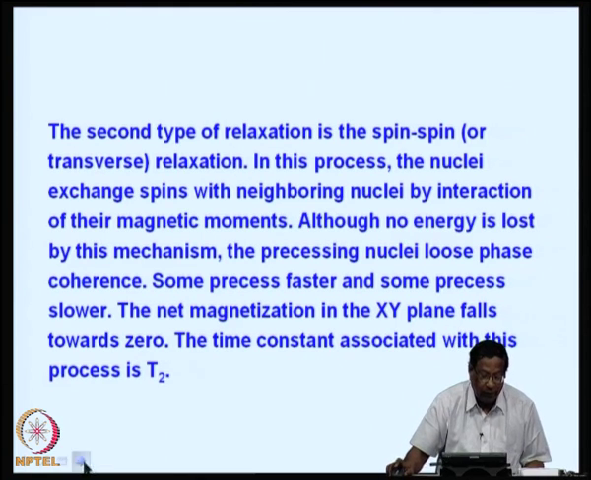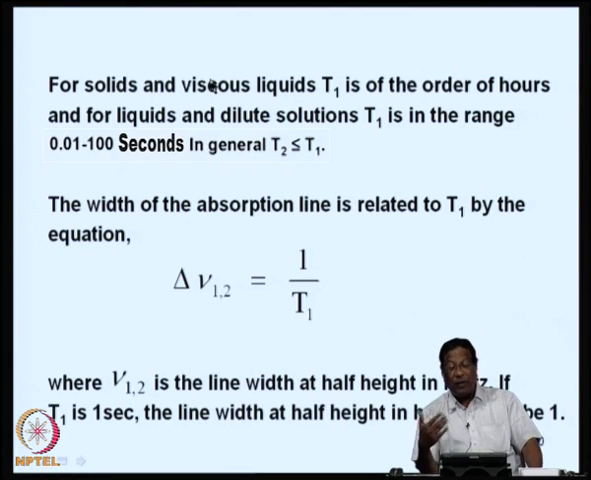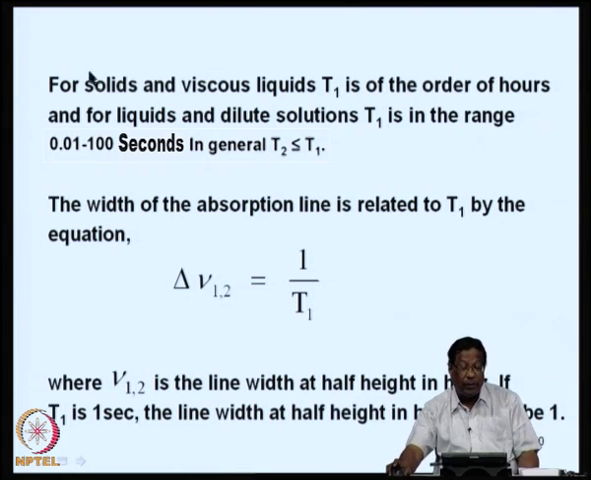We will discuss it later. The thing is, for solids and viscous liquids, the first type, that is T1, is of the order of hours, and for liquids and dilute solutions, T1 is in the range of 0.1 to 100 seconds, that is hardly about 1.5 to 2 minutes. In general, T2 is less than or equal to T1, that is translational and rotational energy transfer is always slower than the spin translation.